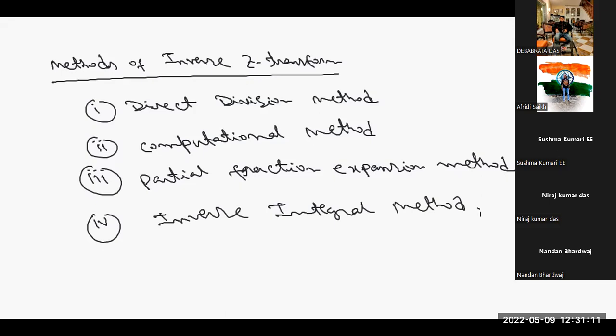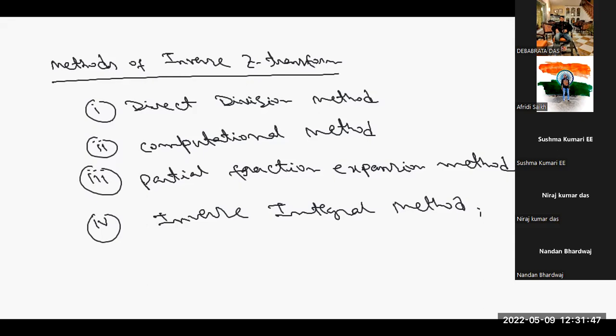Direct division method, computational method, the partial fraction expansion method, and inverse integral. So when obtaining the inverse Z transform, we have to assume that x of kT or x of k is zero when k is less than 0. Less than 0 means fraction parts, that is 0.5, 0.25, etc. So these are basically the ranges of the inverse Z transform method.